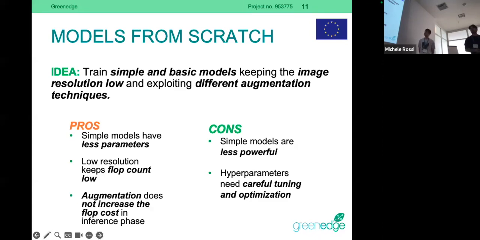But this methodology also has some challenges. For example, simpler models are more difficult to train and generalize worse than powerful ones, and also training a model from scratch needs careful tuning and optimization of the hyperparameters.